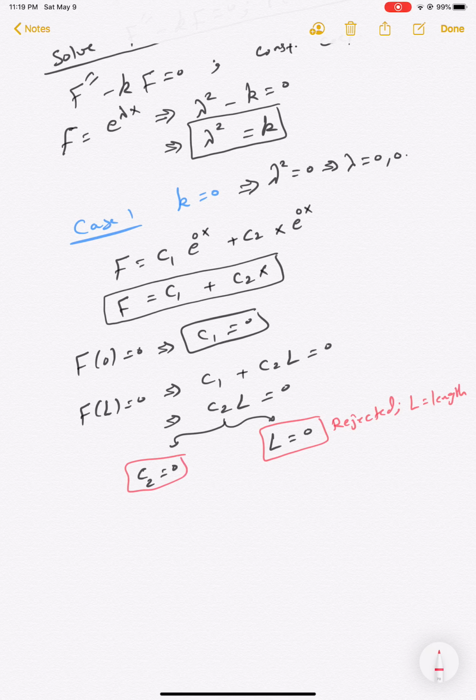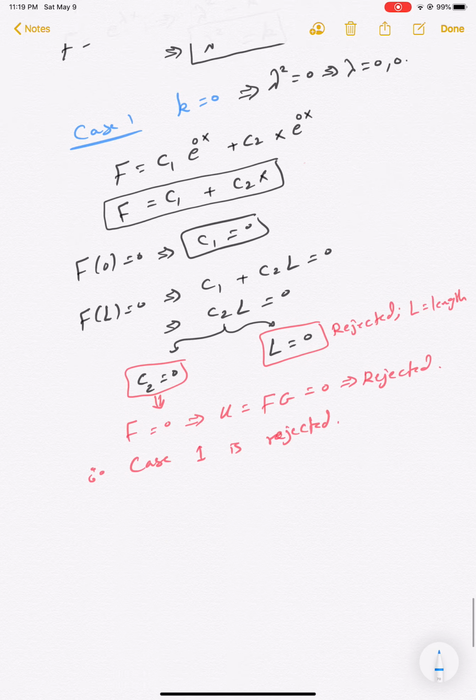And if c2 was 0, we already know that c1 is 0, right? So c1 is 0 and c2 is 0, that implies that f is 0. But if f is 0, then what's u? u is fg, and if f is completely 0, then u is 0, and again, this is rejected. Remember, you're studying a vibrating string. If you're saying u is 0, you're not studying anything. So basically, what we're saying now is that case 1 is completely rejected. Everything that results from the first case is rejected. So you can't have k equals 0.